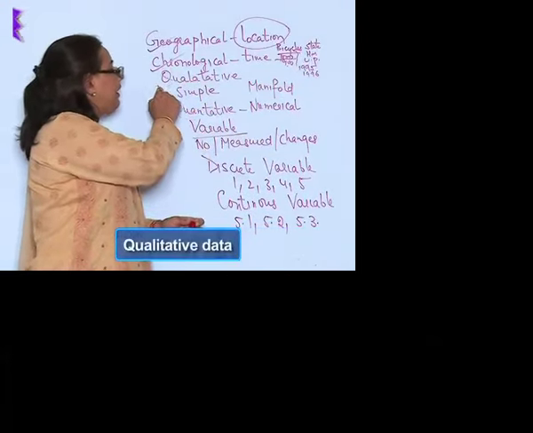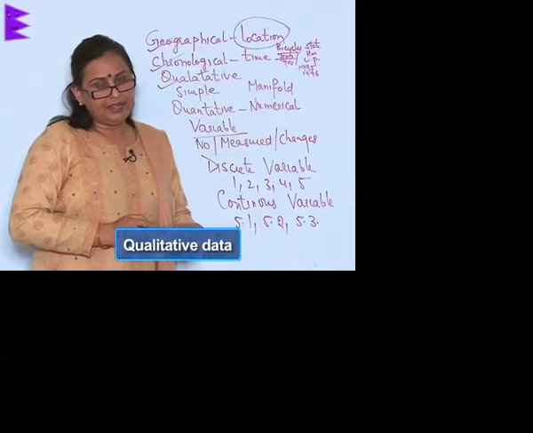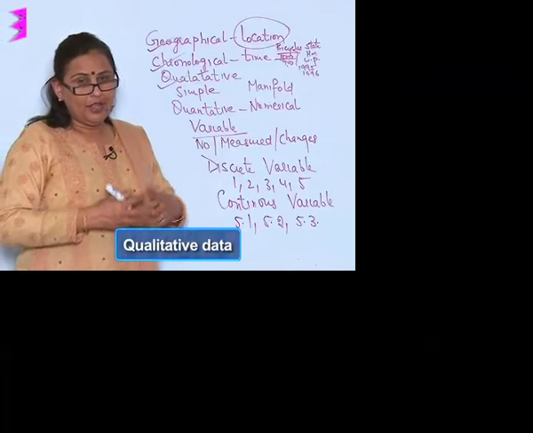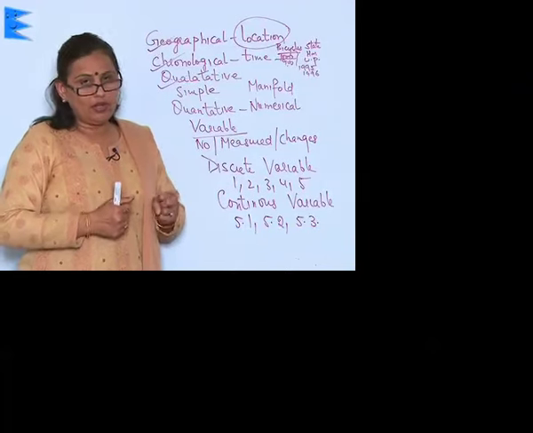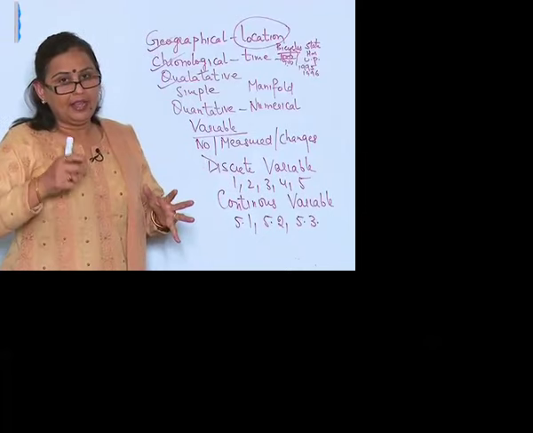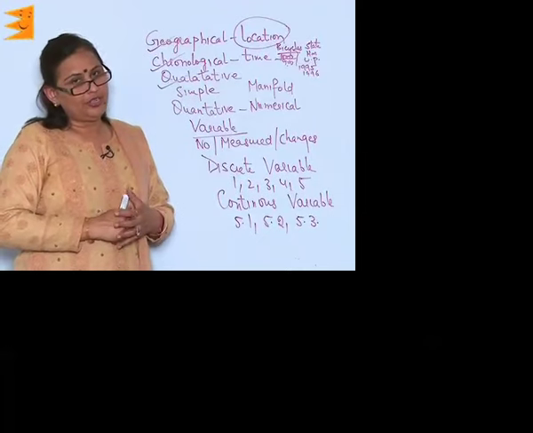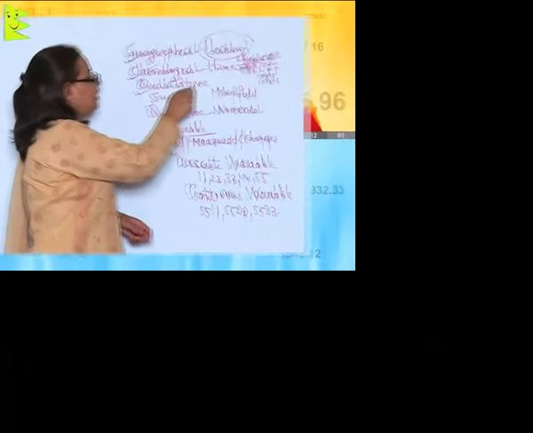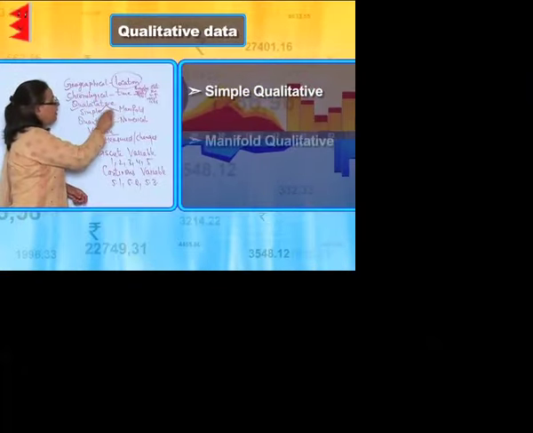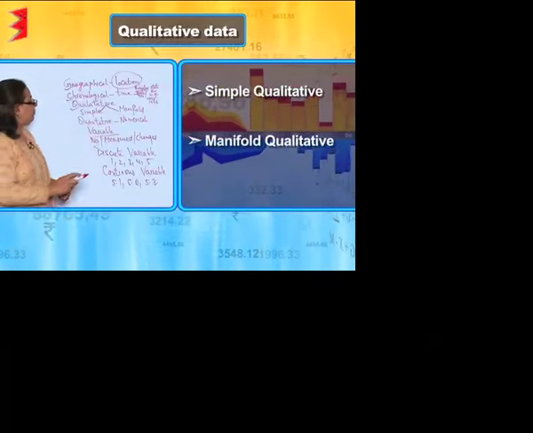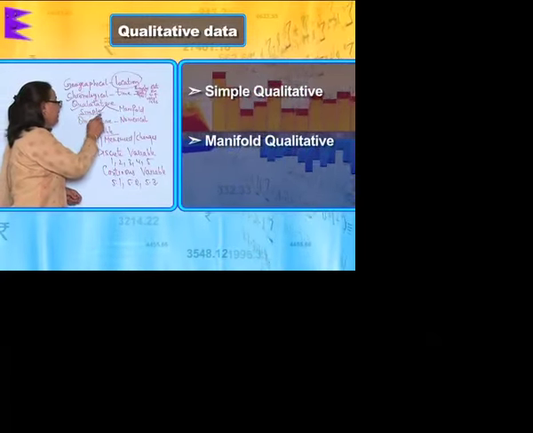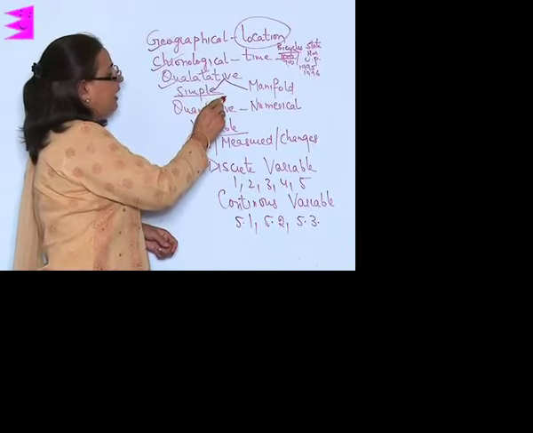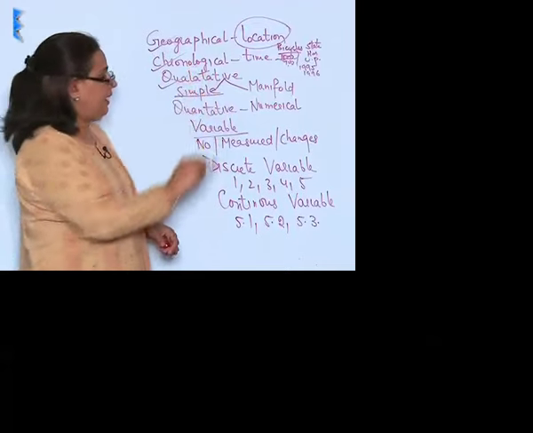Next is the qualitative data. Qualitative data is when we talk about the attributes or quality of a person: honesty, tall, handsome, fair, or say dark complexioned, and so on. In this, there are two kinds of subdivision: the simple qualitative and the manifold qualitative. For example, simple will be that there are this number of males and this number of females in an area.